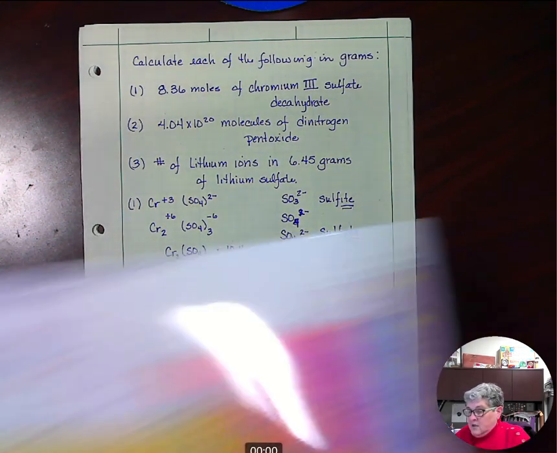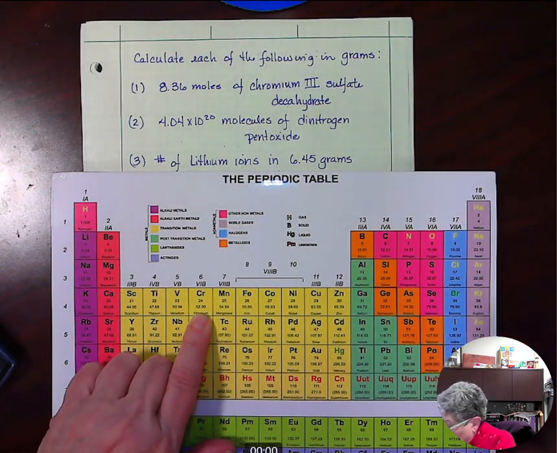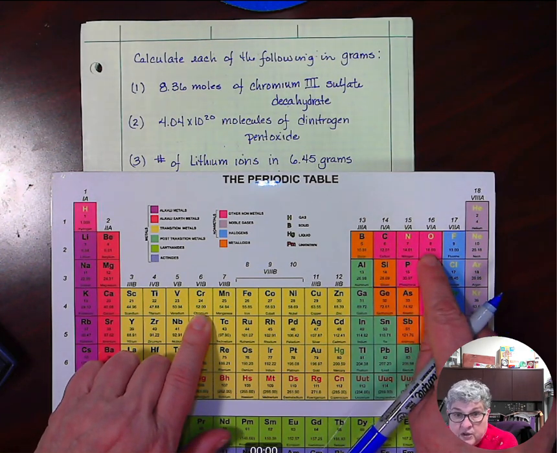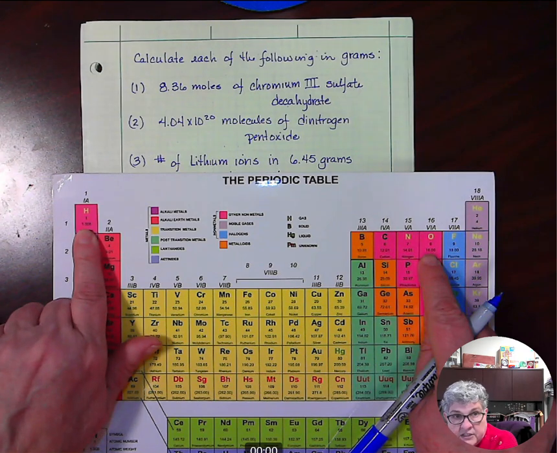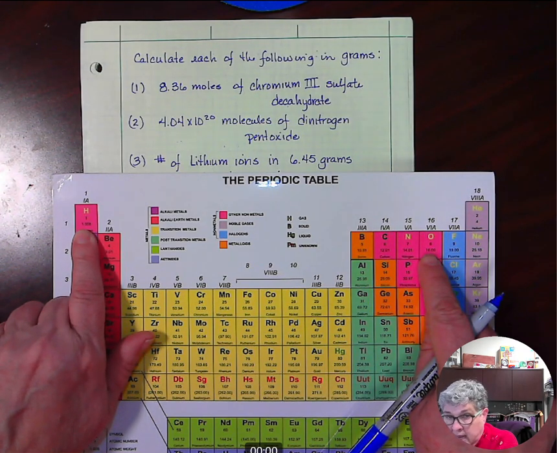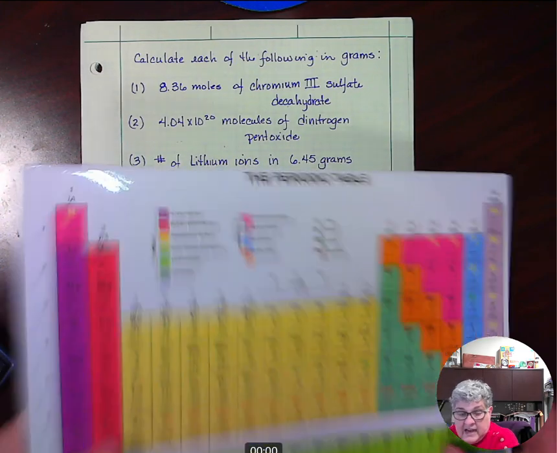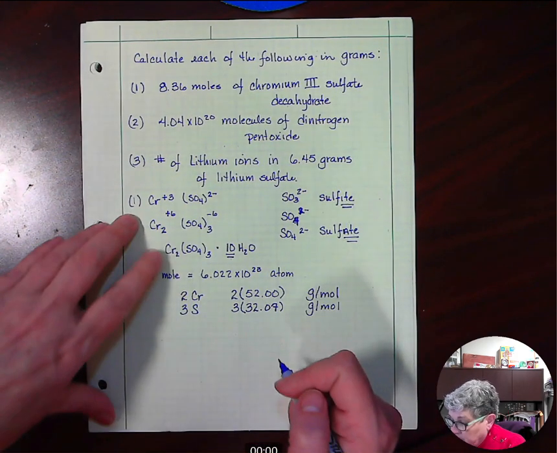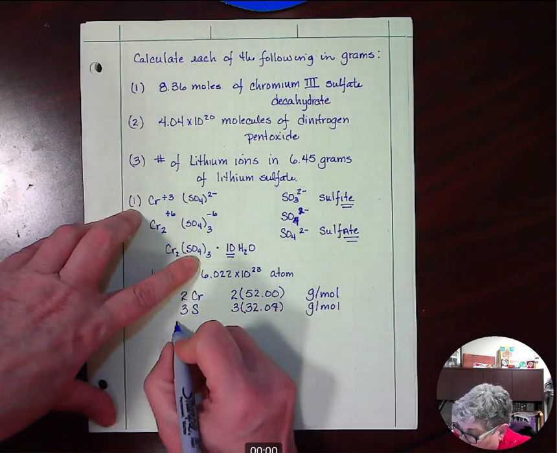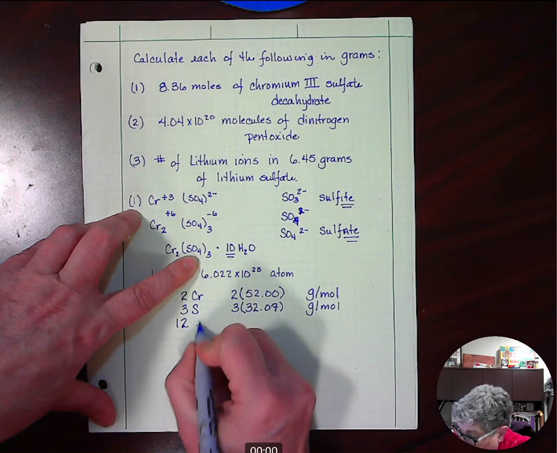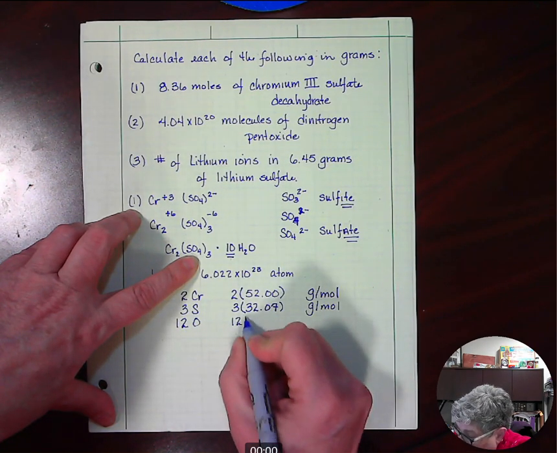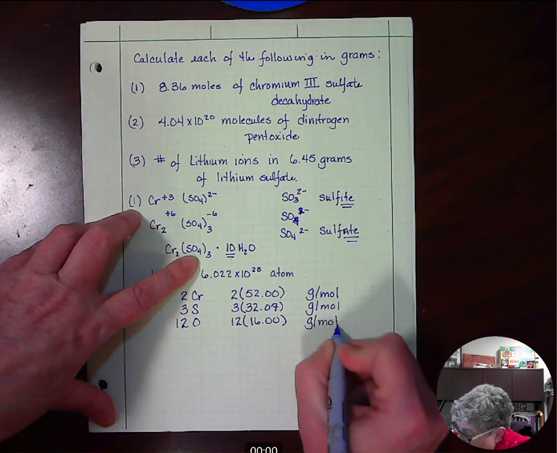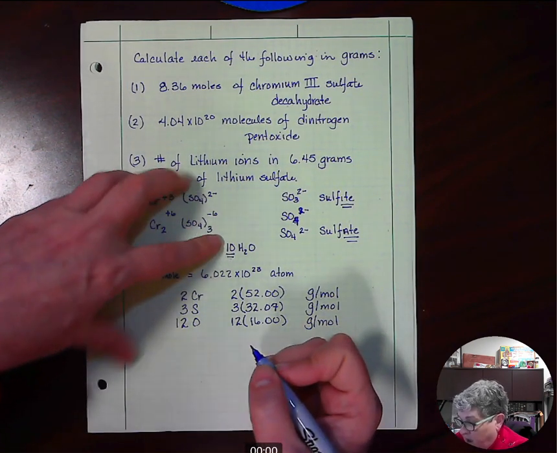look at this. So there's my chromium, there's my 52, there's my sulfur, there's my 32, there's my oxygen, which is going to be 16, there's my hydrogen, which is 1.008. So I've got pretty much everything that I need, but I need to make sure I'm calculating the right numbers of atoms. So now I'm going to have 3 times 4 is 12, so I'm going to have 12 oxygen atoms. So I'm going to have 12 times 16.00 grams per mole. And then I'm going to have my waters.